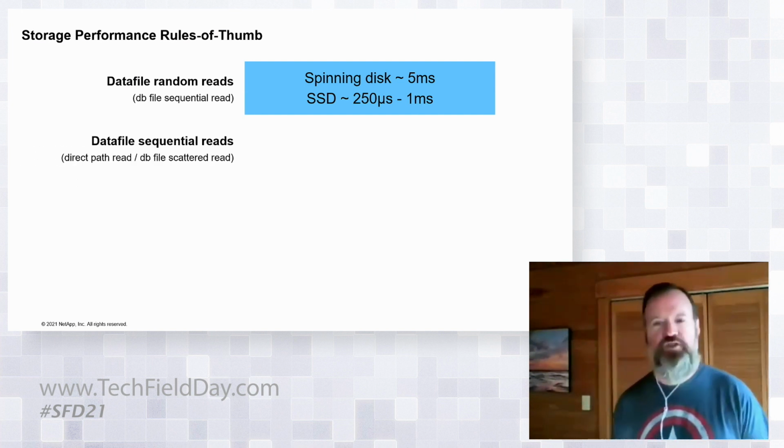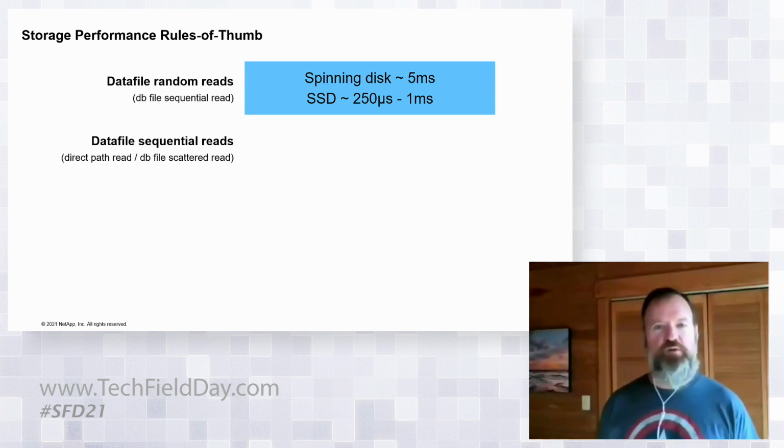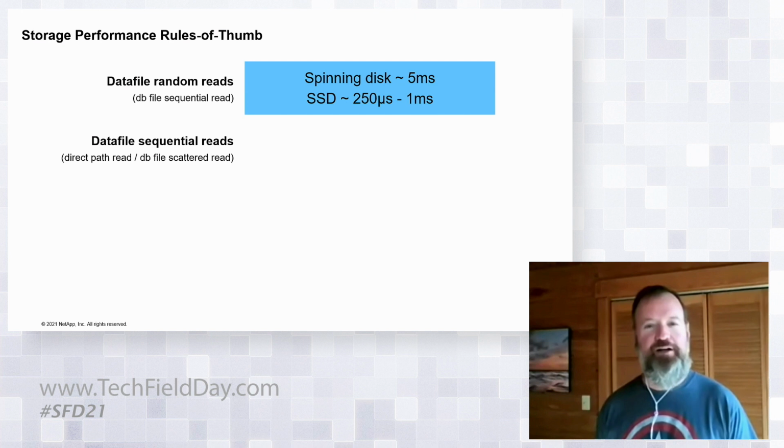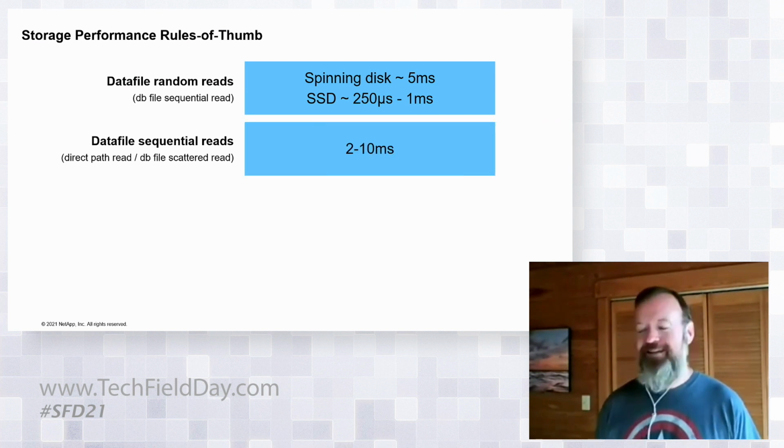Now, data file sequential read. This is what Oracle would call a direct path read or a DB file scattered read. Another fun terminology detail there. A sequential read is scattered. So sequential is random and scattered is sequential. As a general rule, those should be around 2 to 10 milliseconds. It's going to be higher.